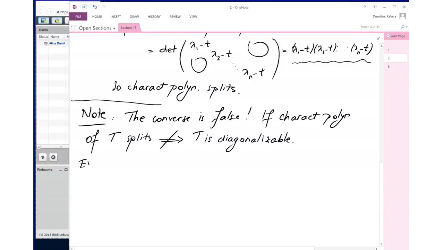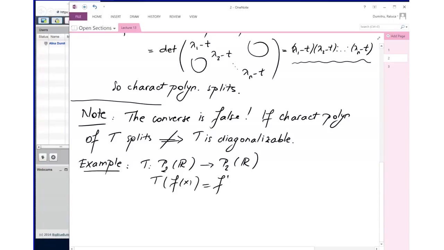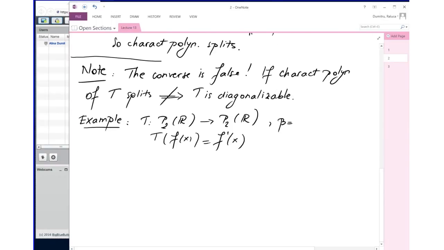And here's an example in this sense. Let T go from P sub 2 of R into P sub 2 of R. T of a polynomial f of x equals its derivative. And let's take beta, the basis, the standard basis. So what we want to show about this transformation is that its characteristic polynomial splits, but it's still not diagonalizable at the same time. Okay.